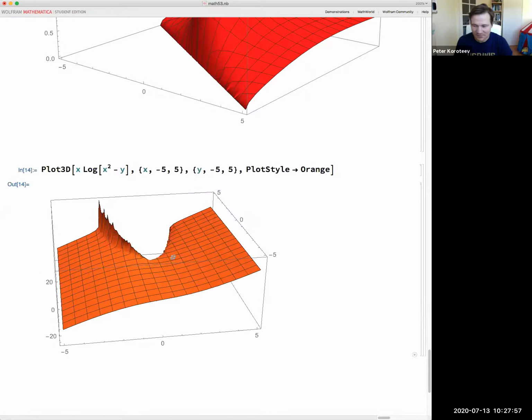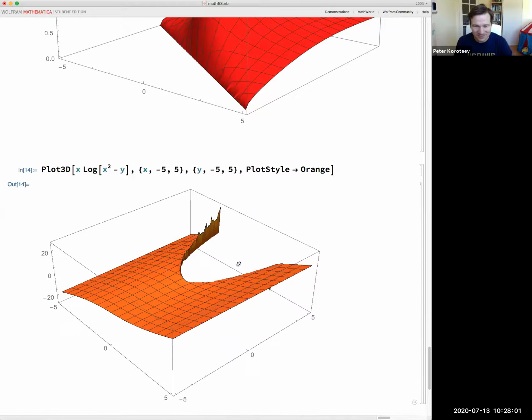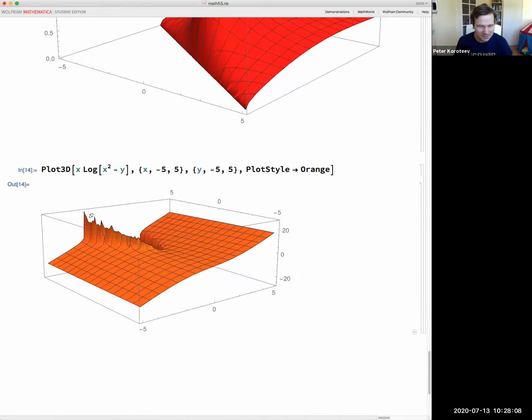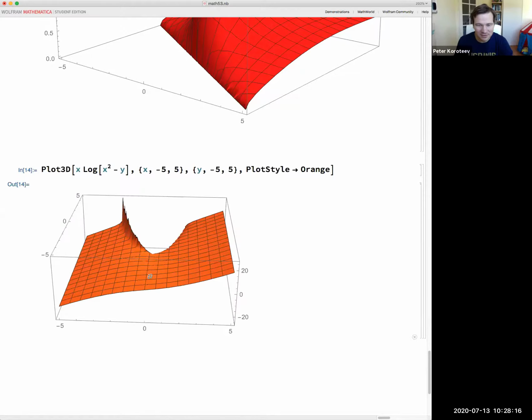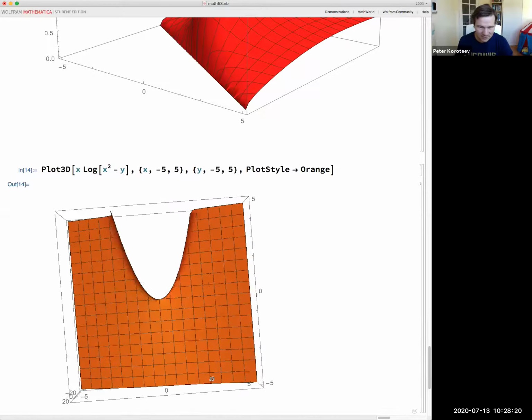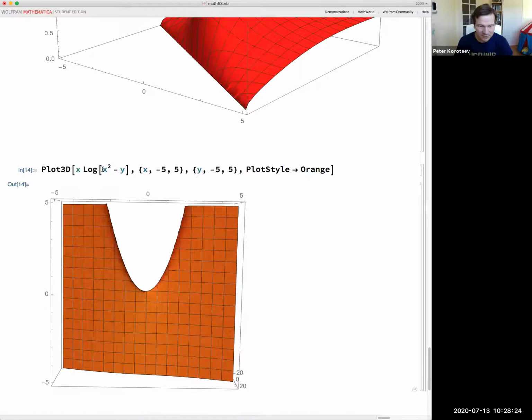Well, the reason here is that, I mean, you can increase the calculation precision, but basically this kind of chainsaw pattern is just a computer error. If you look at this plot from above, like this, there's a parabola here, which is of course given by the equation y equals x squared.